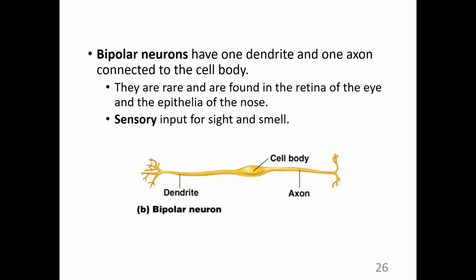Bipolar neurons have 1 dendrite and 1 axon connected to the cell body. They are rare and are found in the retina of the eye and the epithelia of the nose. They are responsible for the sensory input for sight and smell.